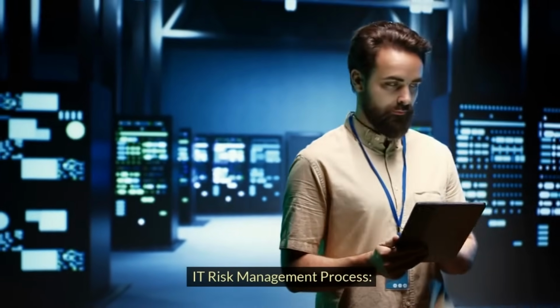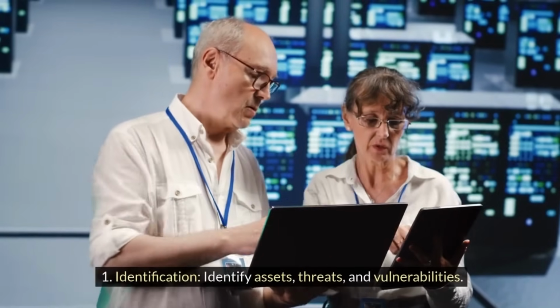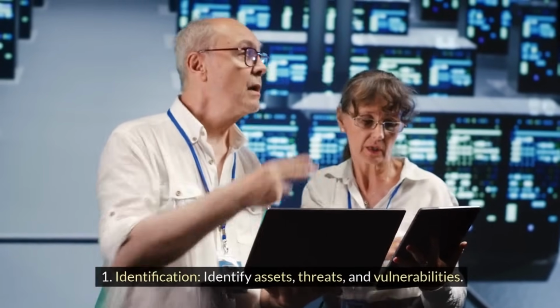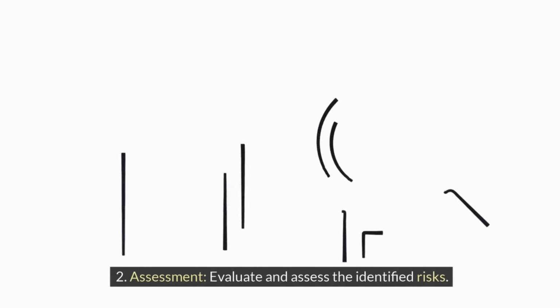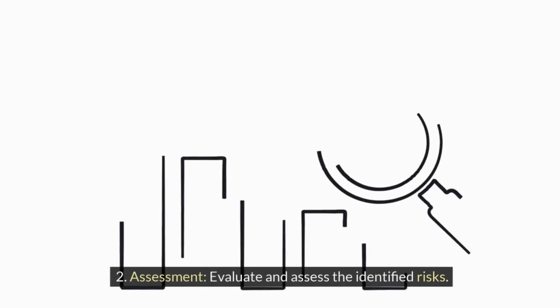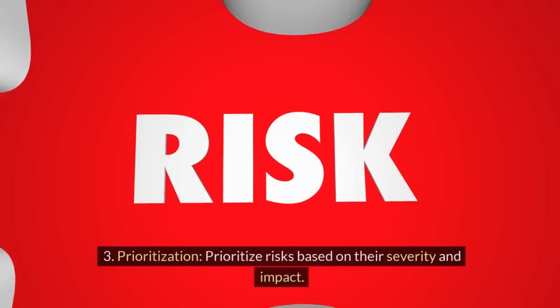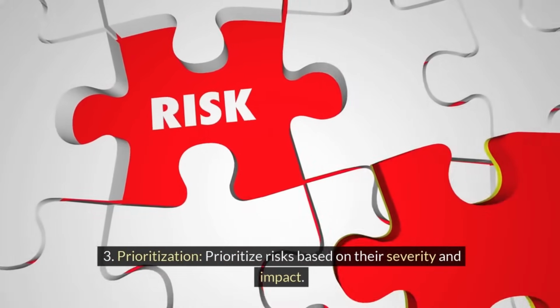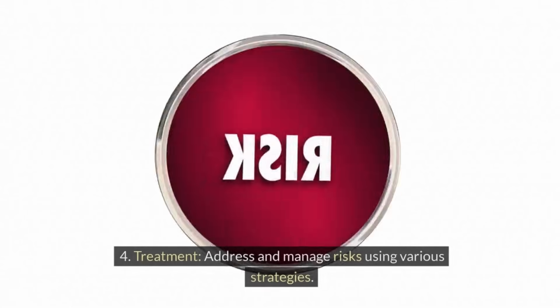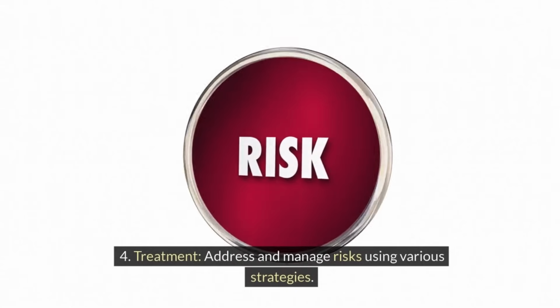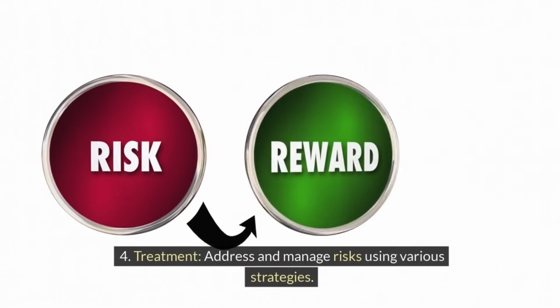Risk management process. 1. Identification. Identify assets, threats, and vulnerabilities. 2. Assessment. Evaluate and assess the identified risks. 3. Prioritization. Prioritize risks based on their severity and impact. 4. Treatment. Address and manage risks using various strategies.